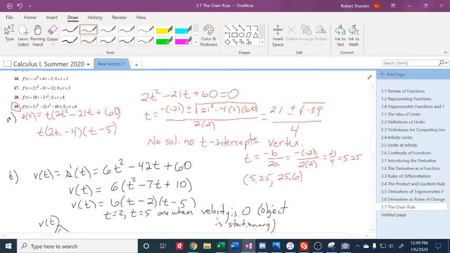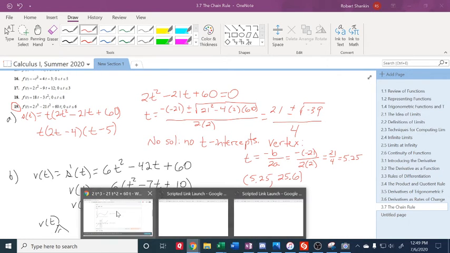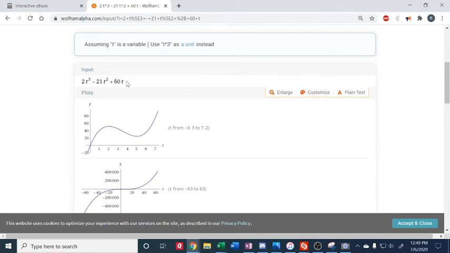Now when I went to Wolfram Alpha and plugged in that function and it graphed it, notice t equals 0 is the only place it hits the x-axis. If this would have come down and intersected the x-axis, then we'd have had two more solutions. But it came up with a negative number inside the square root, meaning no solutions. And so now we can see how this correlates.